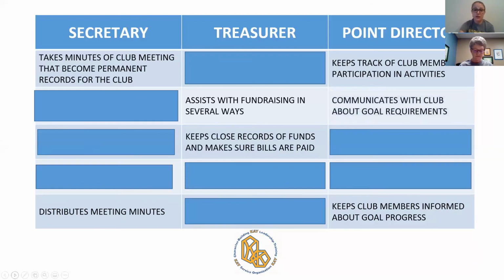All right, communicating with club members about goal requirements. This is also a job for the point director. So like Trish was saying, you're going to come up with a goal, either the red, blue, or gold award for the school year. And each of those awards has certain requirements that you need to meet. So it's the job of the point director to know those requirements really well and make sure that you communicate them with your board and your club so that they know the importance of the participation and of attending camp and attending the regional and unit conferences and all of those things that you need to do to meet that goal.